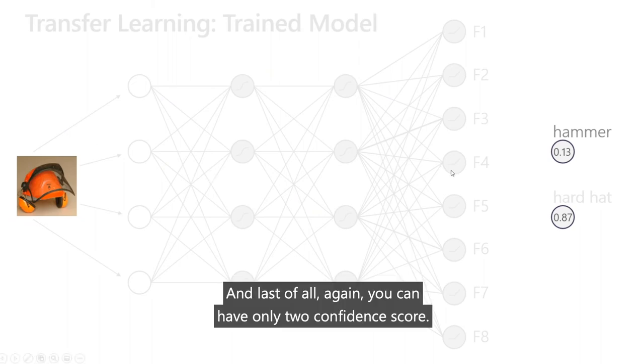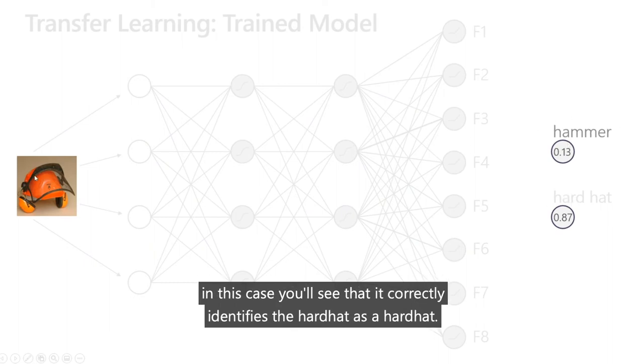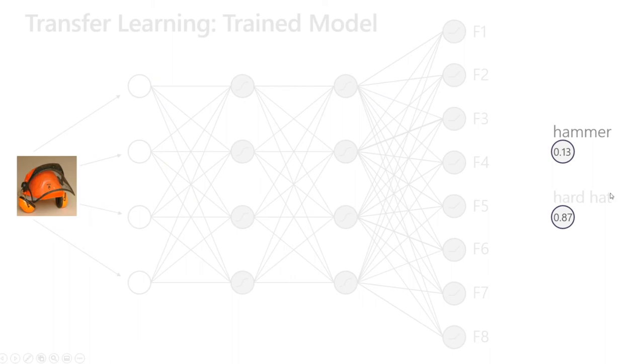And last of all, again, you can have only two confidence scores that are shared between the hammer and the hard hat. So of course, in this case, you'll see that it correctly identifies the hard hat as a hard hat.